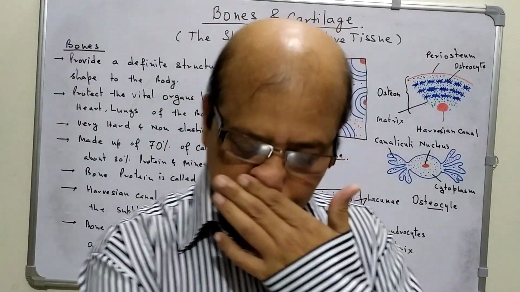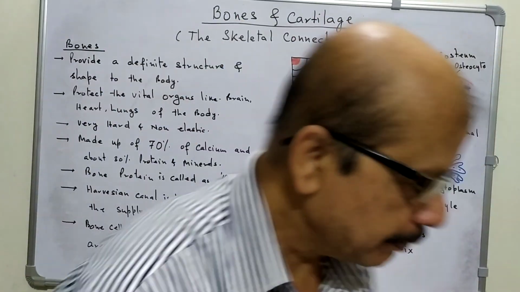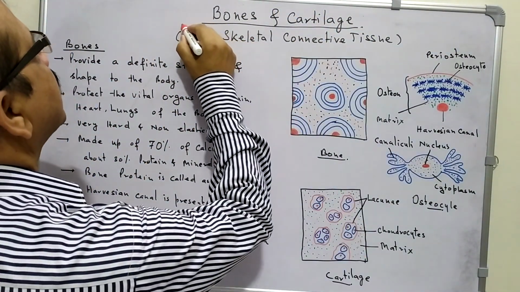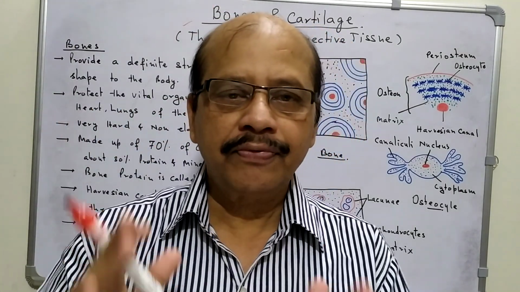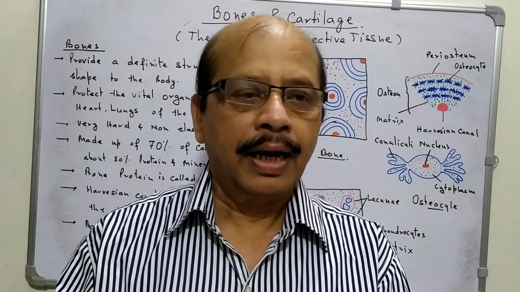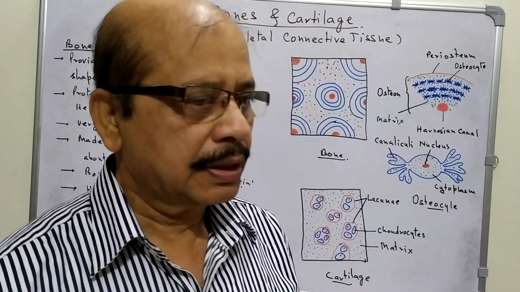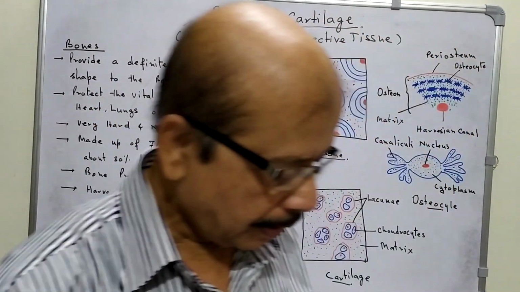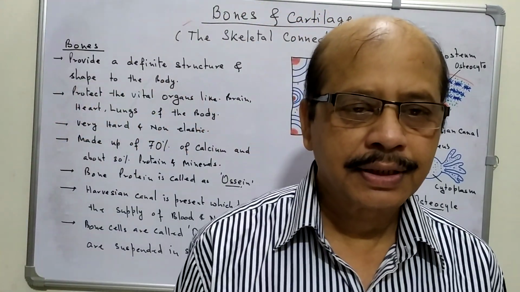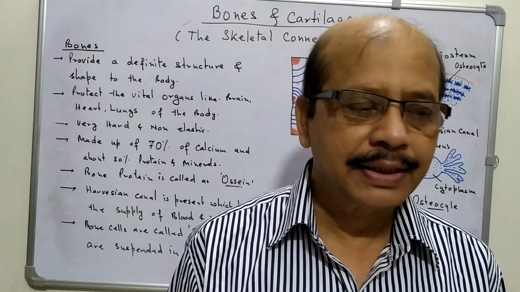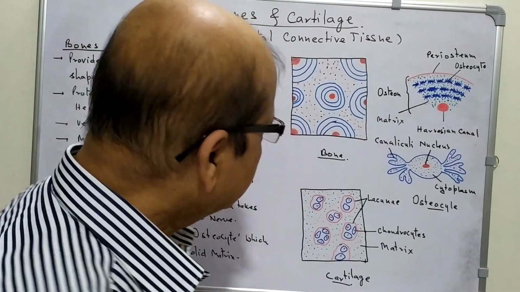Students, today's topic is the next part of connective tissue, and that is skeletal connective tissue. Skeletal connective tissue, as the name indicates, takes part in the formation of the skeletal system of the body, providing a proper shape and definite structure, and protects the soft parts of the body. So they are categorized in two parts: first bones, and second cartilage. We will study them one by one today.